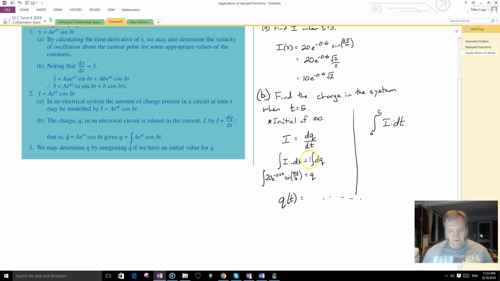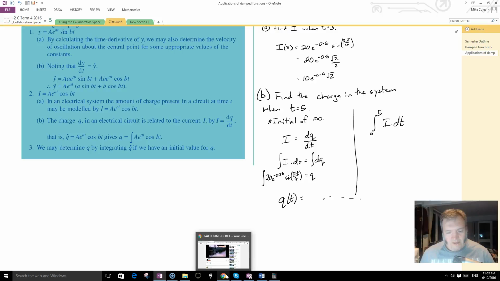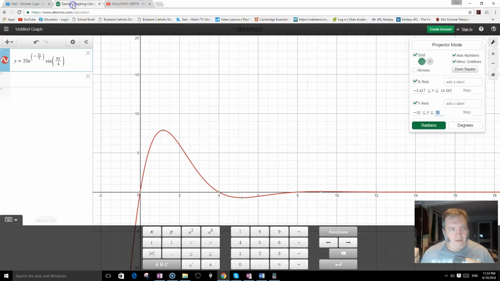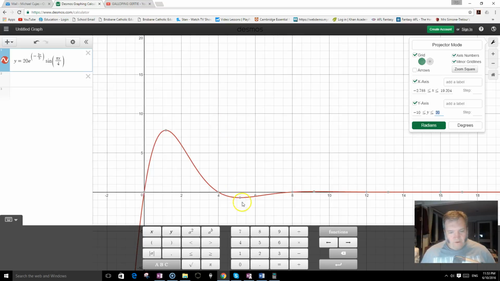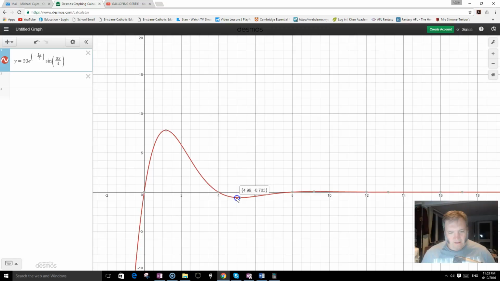Now, another interesting thing I thought we'd do, always handy to sketch these things. Here's the equation sketched there. What we're doing is going all the way up to 5, which is about here somewhere, and we're going to integrate that area from 0 to 5. So you see it's actually going to increase the charge, and then it's going to decrease a little bit.